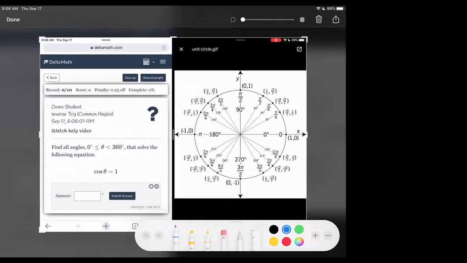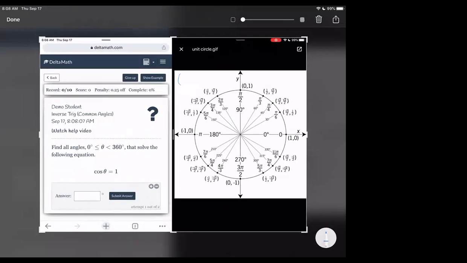And let me remind you that we said the x values are cosine, and then the y values are sine in all of the coordinates. So if we know that our cosine is 1, this is our x value. I'm lagging, so I'm going to give it a moment to catch up.